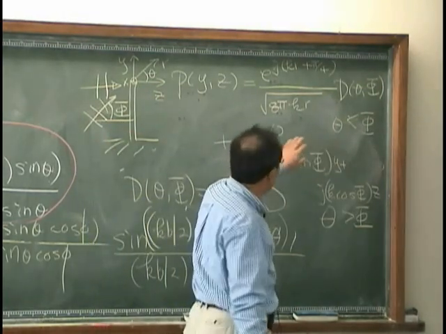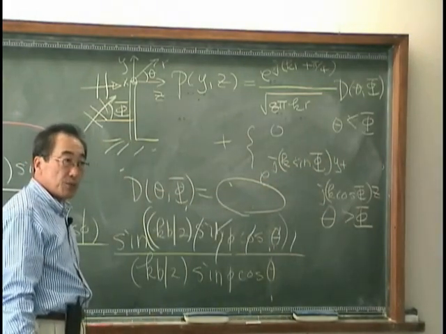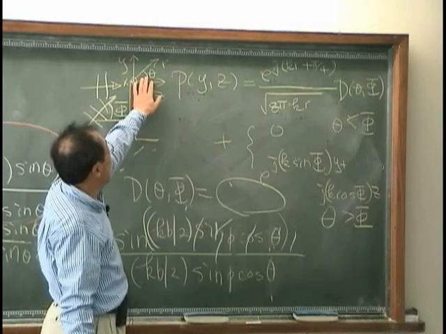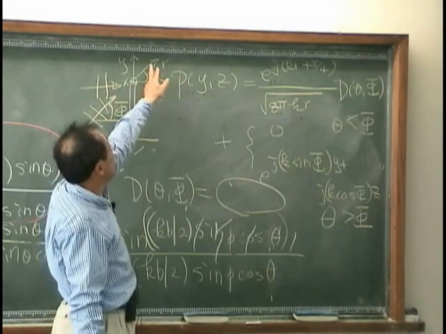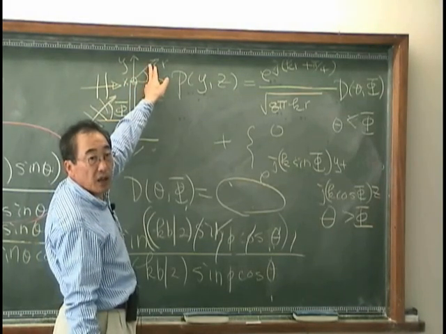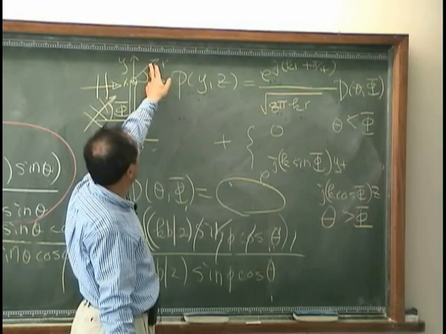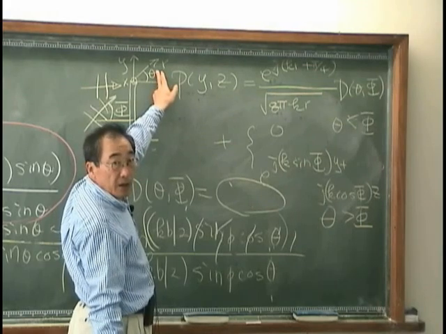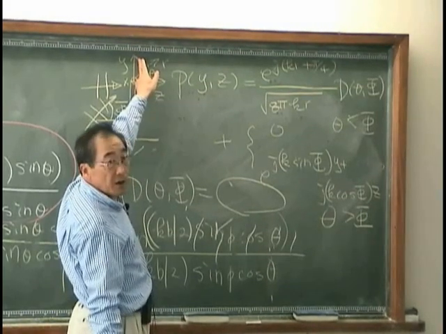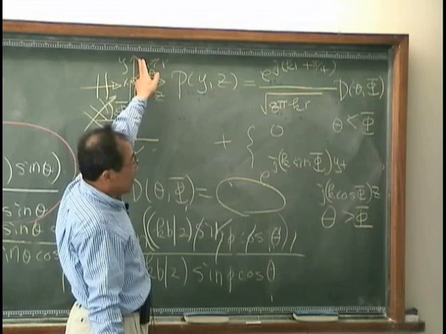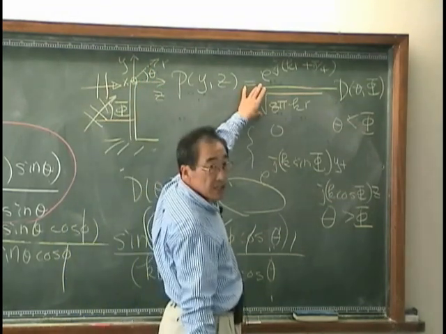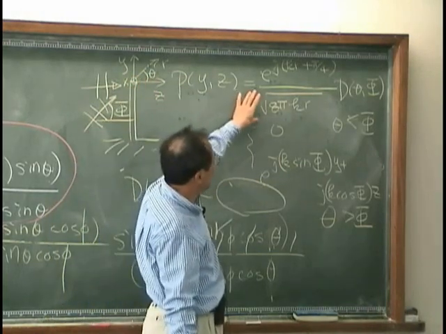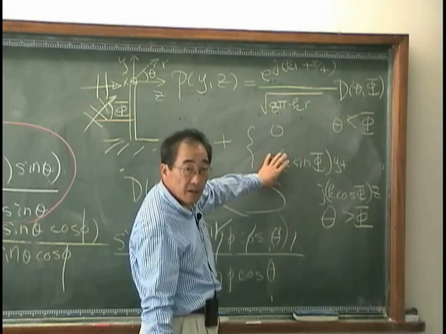But when theta is smaller than phi, that means what? When theta is smaller than phi, what does it mean? When theta is equal to phi, that means we are seeing sound over here, right? But theta is smaller than phi, that means I am here, right? When theta is greater than phi, I am here, right? So when theta is smaller than phi, I can only see this. But when theta is greater than phi, I see this field as well as this field.